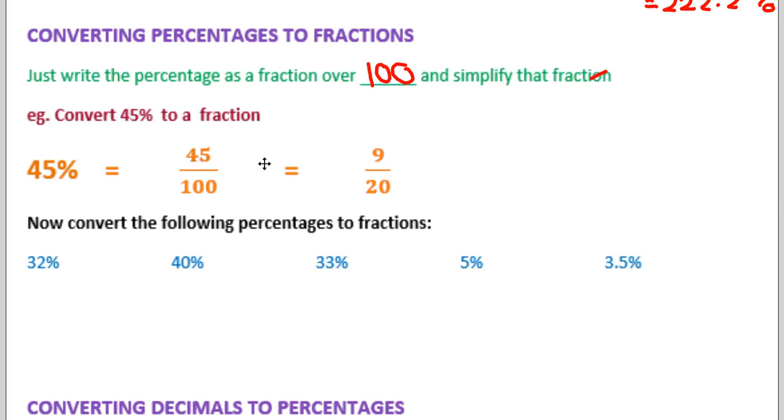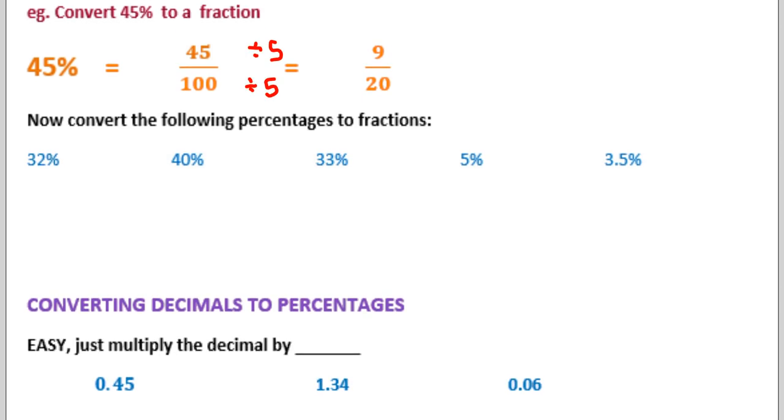Then you simplify. 45 and 100 are both divisible by 5. So you can say divide by 5, divide by 5, 9/20ths. You don't need to show this step if you don't want, it's fine. And that does not simplify anymore. So it's done. So now let's convert the following percents to fractions.